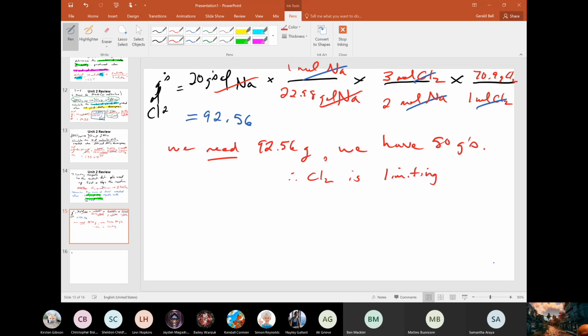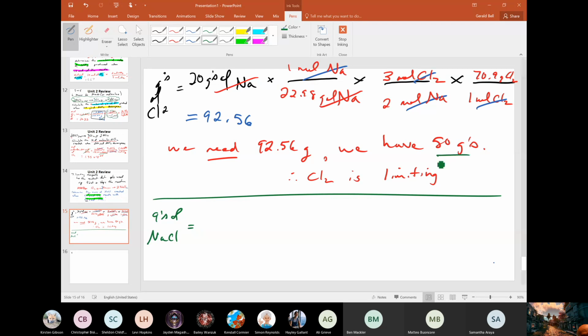Had we done this the other way around, we would have found that sodium was in excess and chlorine was still limiting. So now we can proceed to the final step in our review, which is actually answering the question, because the question asked how many grams of NaCl are created when those two react. The value I want to put here is that 50 grams that we actually have. So 50 grams of Cl2. You can put your 3 steps in. I'm just going to go ahead and do it.